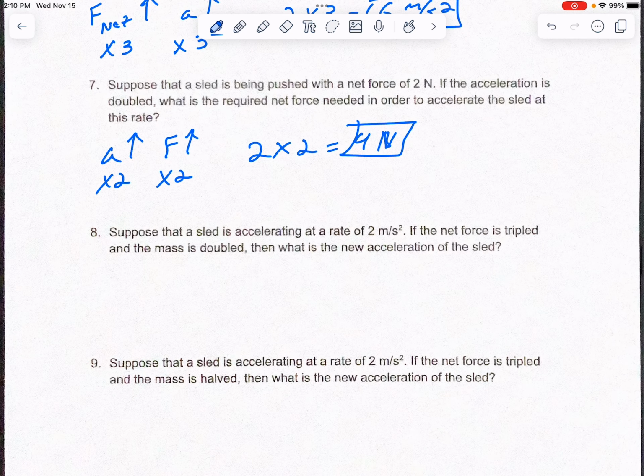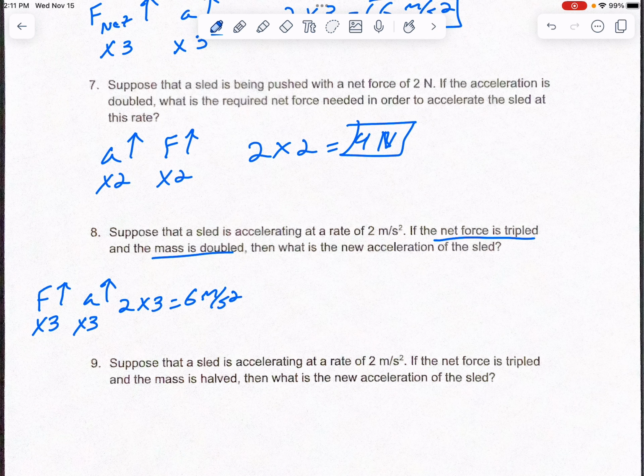Now numbers 8 and 9, this is where it can get tricky, but if you just take it one step at a time, it's not too bad. If you try to do it all at once, then it gets confusing. So we're going to take that sled again. If the net force is tripled and the mass is doubled, what's my new acceleration? I'm going to start off with just the net force is tripled part. If force goes up by 3, I know acceleration has to go up by 3 as well. So I'm going to take that 2, so 2 times 3 gives me 6. So that's my new acceleration right now.